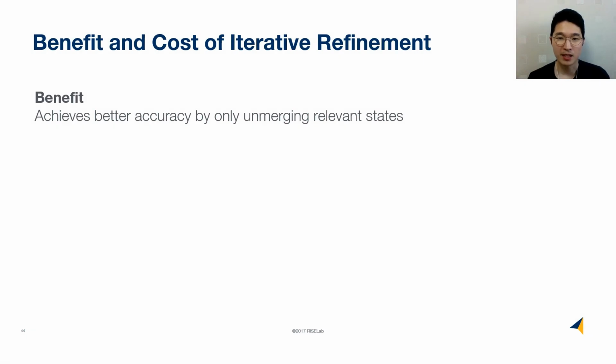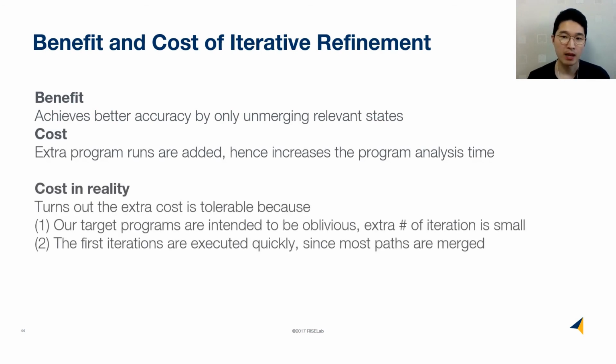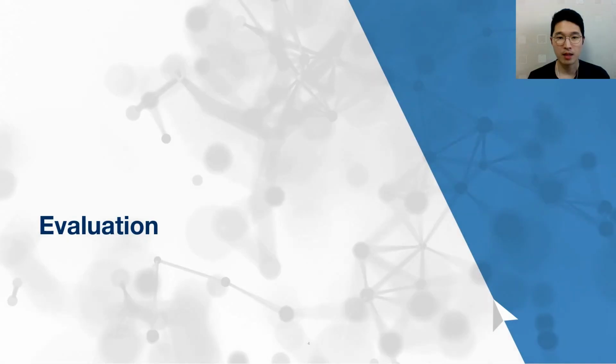This technique makes ObliCheck achieve better accuracy, but the extra program execution increases the analysis time. However, we found that the extra cost is tolerable in reality because our target programs are nearly oblivious already, and the first iterations are quite fast because most states are merged. I'll briefly show our evaluation result.